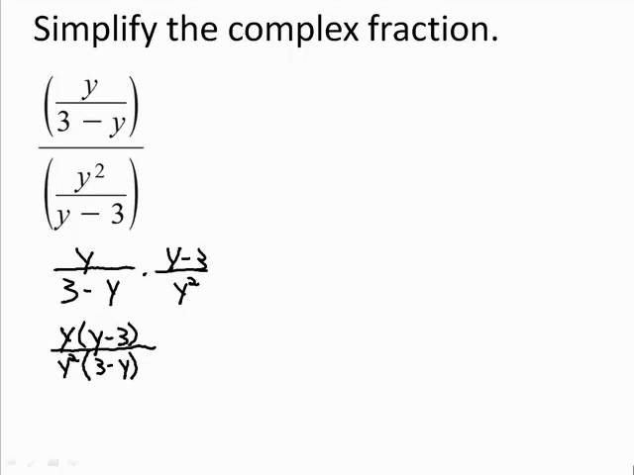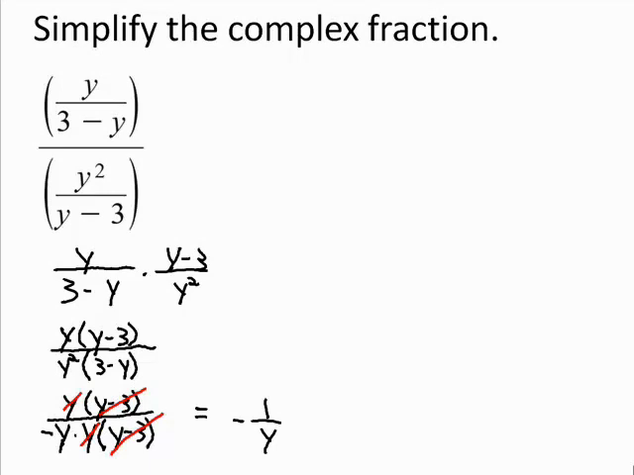Factor a negative 1 out of 3 minus y and write y squared as y times y. Y times the quantity y minus 3 divided by negative y times the quantity y minus 3. There's a y and a y minus 3 in both the numerator and denominator, so they cancel out. You are left with negative 1 divided by y. This expression has to have the same domain as the original expression.